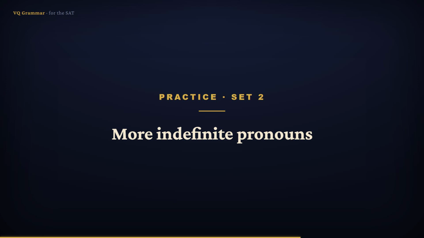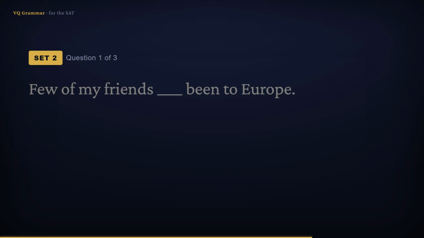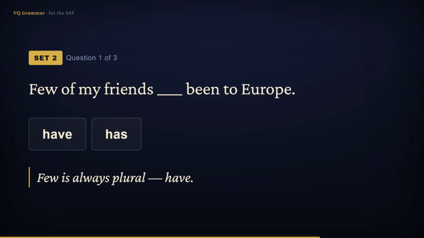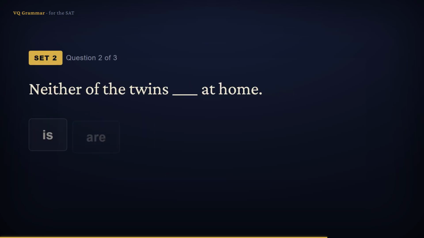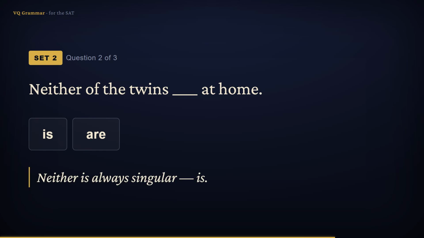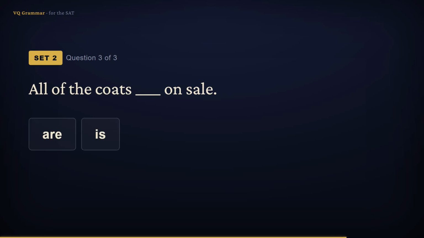A few more: always singular, always plural, or one of the flexible five. Pause and try each. Few of my friends blank been to Europe. Few is always plural, so have. Neither of the twins blank at home. Neither is always singular, so is. Ignore of the twins, so is. All of the coats blank on sale. All refers to coats, which is plural, so are.